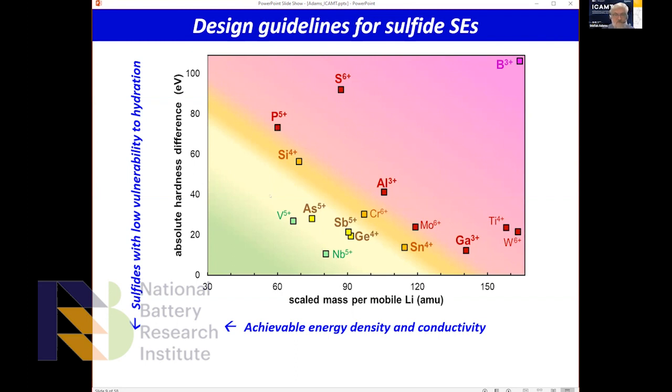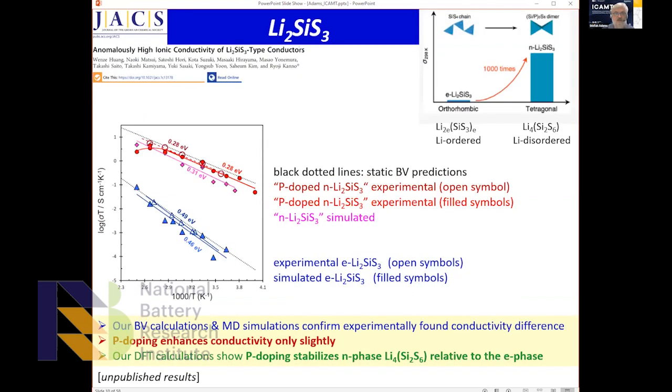So these are the more realistic candidates for practical use. One of them is silicon-based materials, and recently the Kano group has come up with this material, and we then try to explain why it works. So the phosphorus doping they use is not so much to enhance the conductivity.